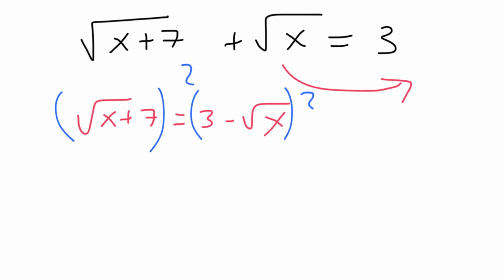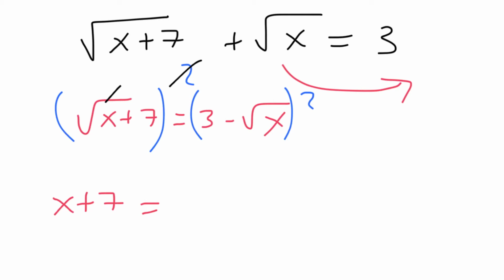When you square the first side, as usual, the 2 will cancel the radical. So you just have here x plus 7. Okay? Again, the 2 will cancel the radical, so that's why you have x plus 7. How about the other side?